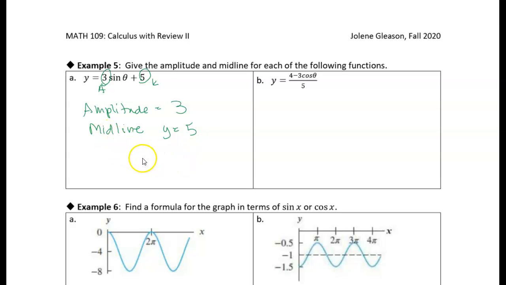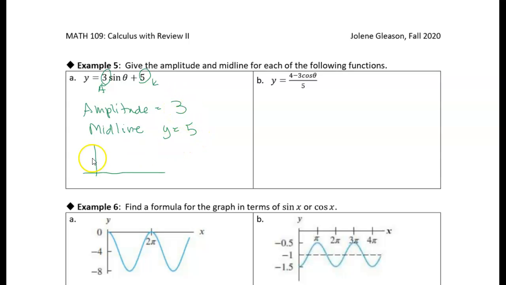All right, and if we wanted to sketch it, it'd be pretty easy to sketch. It's just a sine function, right? But it's shifted up by 5, so maybe I should have made my axis a little lower. We're just shifted up by 5, and we have an amplitude of 3. So I want to go from the midline, going between 8 and 2, right?